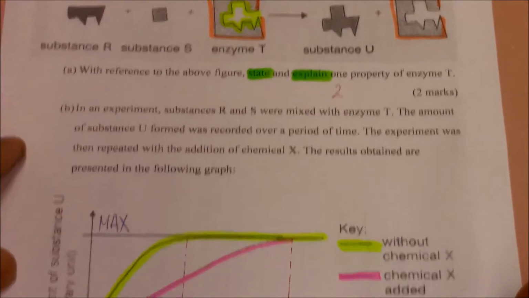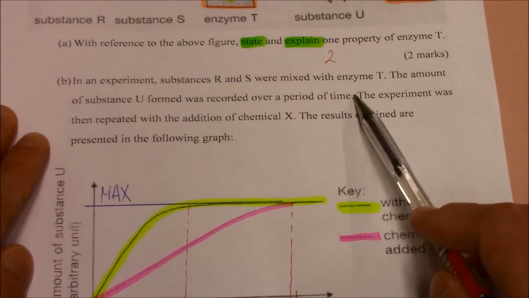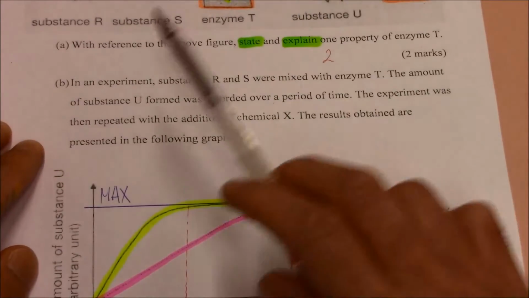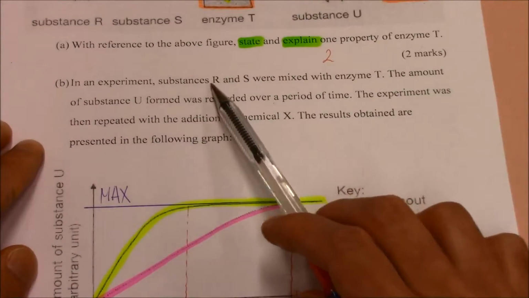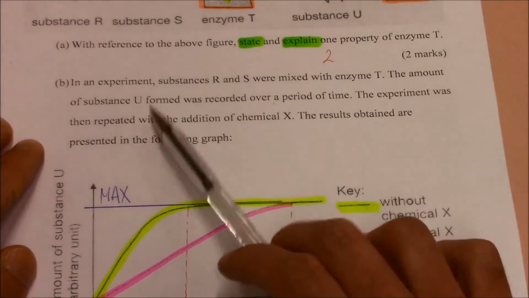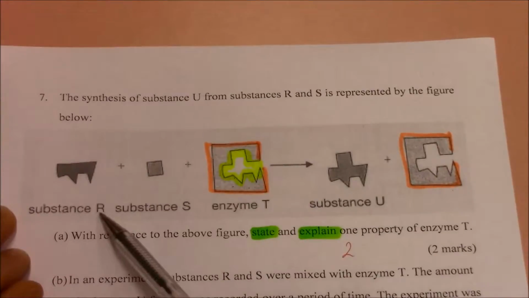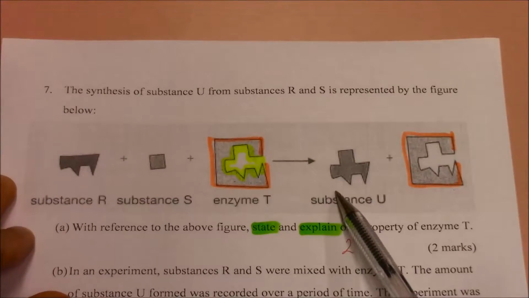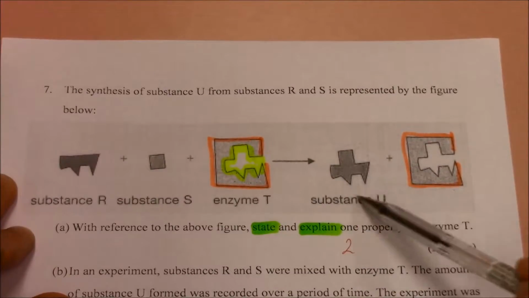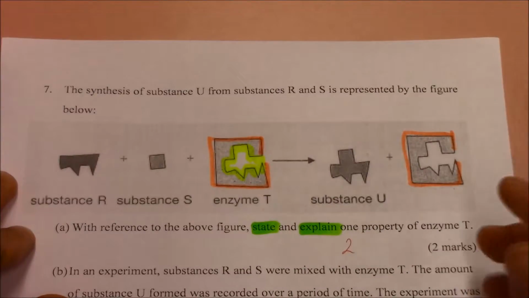So for part B, just take a look to the question first and get some simple idea what we are going to do. In an experiment, substance R and S were mixed with enzyme T, and the amount of substance U formed was recorded over a period of time. So according to this reaction, what we are going to measure is the amount of substance U. That means the product produced in this anabolic reaction.